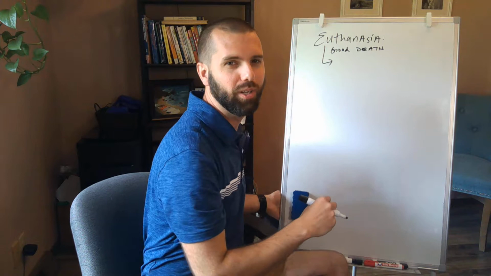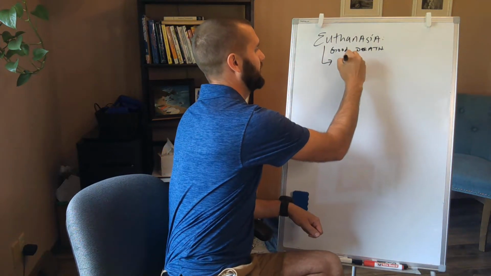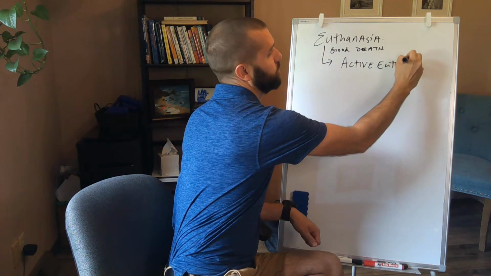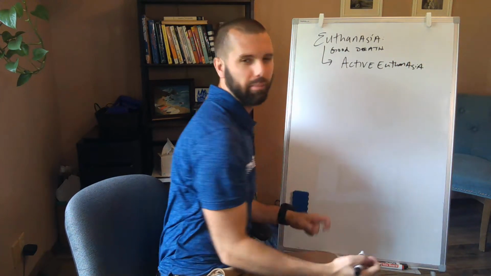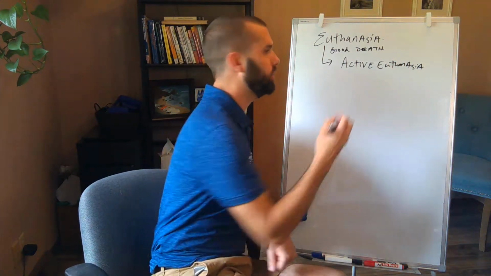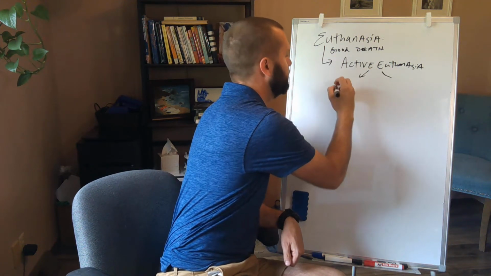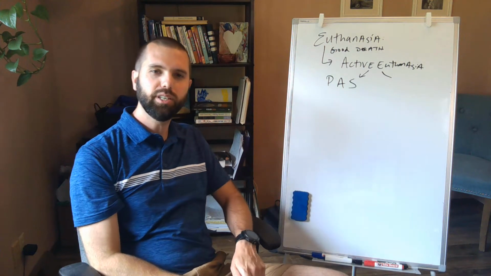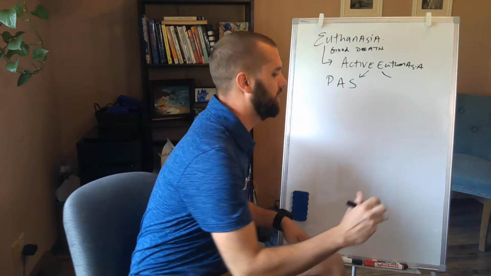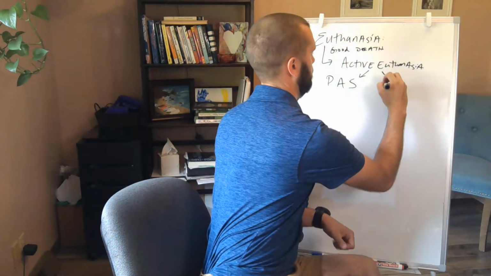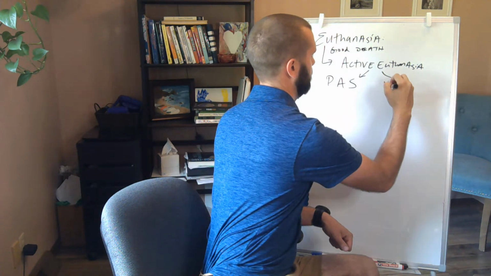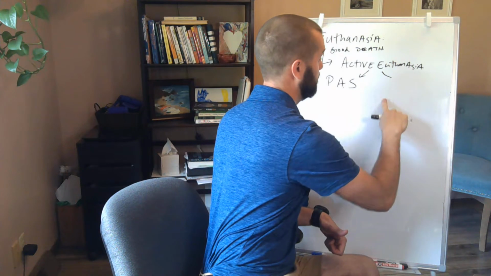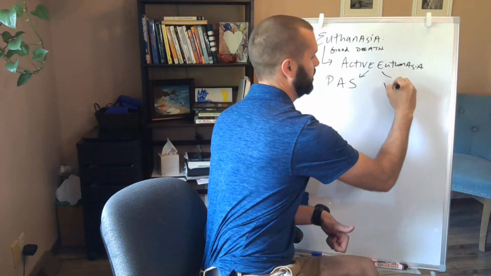One is what's often called active euthanasia. This is really what we're talking about when we talk about euthanasia, active forms of euthanasia. And there are 2 versions of active euthanasia. There's physician-assisted suicide, PAS, and then there's voluntary, or physician-mediated, euthanasia. We'll just call it voluntary euthanasia.